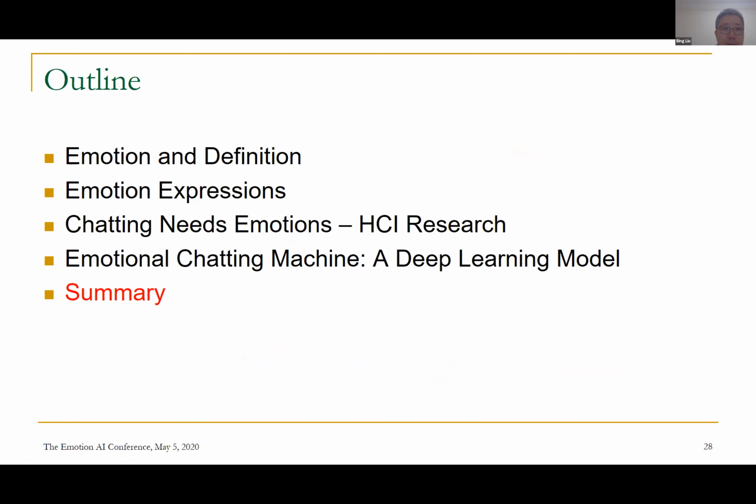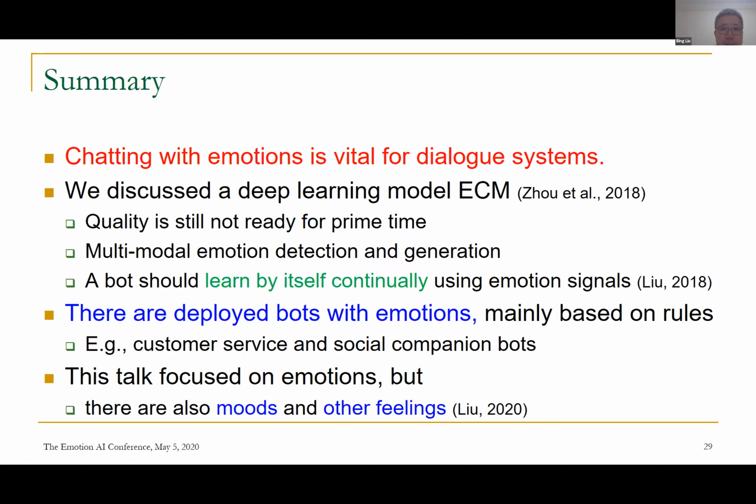Basically, I believe chatting with emotions is really quite vital to dialogue systems. I just discussed a model, and as you can see, the quality is not ready for prime time. It's still pretty inaccurate, actually. If you look at the actual data, it's still not great. And we probably need better classifiers, and also, of course, better generators.